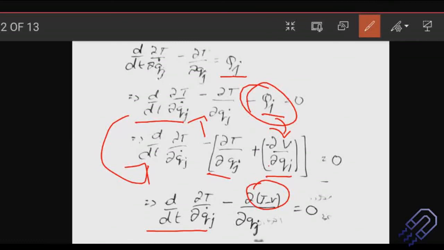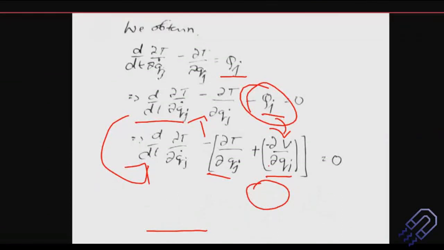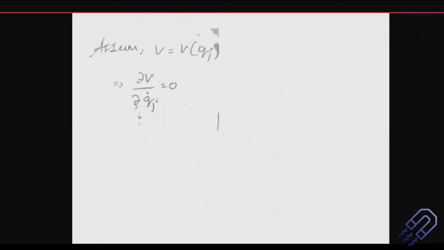And what is T minus V? T minus V is nothing but L, the Lagrangian. The Lagrangian is basically the difference between the kinetic energy and the potential energy. So this will give you the equation of motion. So what we get is this.